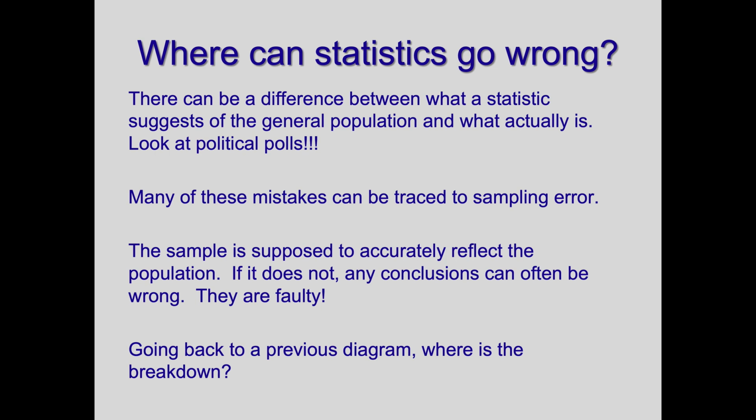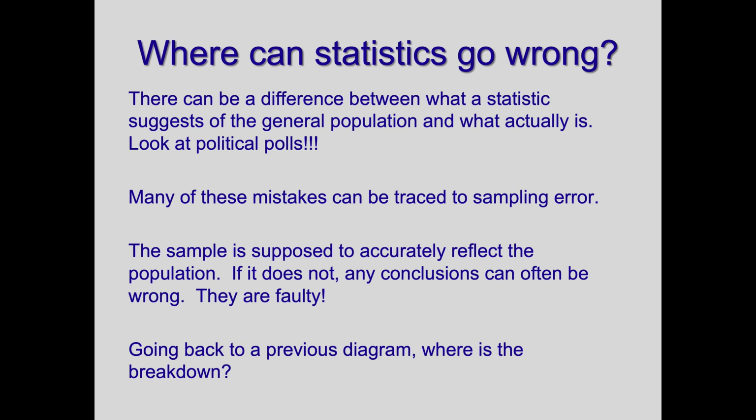Now, where can statistics go wrong? There can be a difference between what a statistic suggests of the general population and what actually is. All you need to do is look at political polls. They are constantly wrong, okay? Many of these mistakes can be traced to what we call sampling error, and that means how we establish the sample. The sample is supposed to accurately reflect the population. If it does not, any conclusions can often be wrong. They are faulty. Let's just give you a quick example, and I'm sure we'll go through some more in a couple of seconds, but imagine if we look at the population, remember the big picture of the population, and we pull out the small little sample box, and we're going to do a presidential poll.